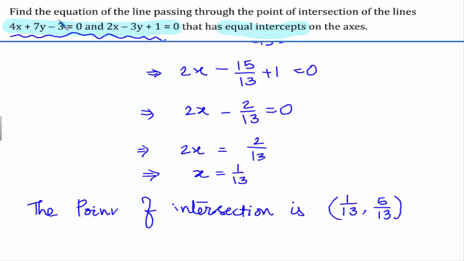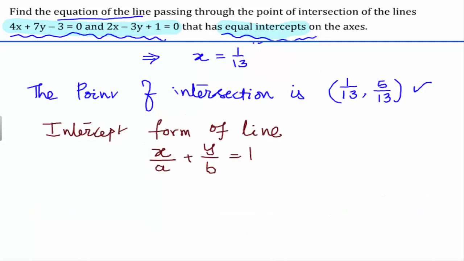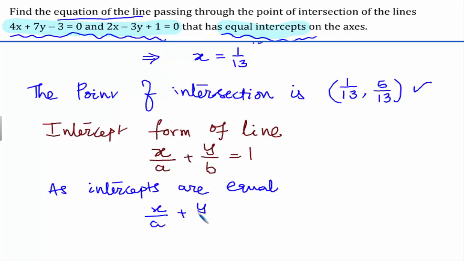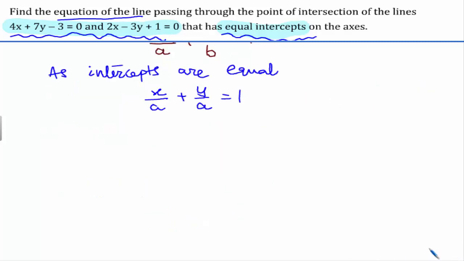Now we have to find out the equation of a line which is passing through this point and having equal intercepts on the coordinate axis. Let us do that now. So the intercept form of the line is x by a plus y by b is equal to 1. As intercepts are equal, so the equation will be now x by a plus y by a is equal to 1. Here you can even write x by b plus y by b is equal to 1.